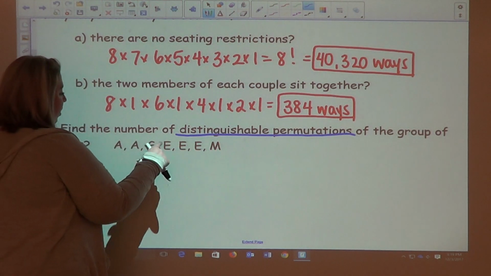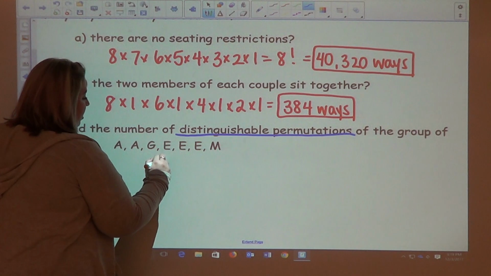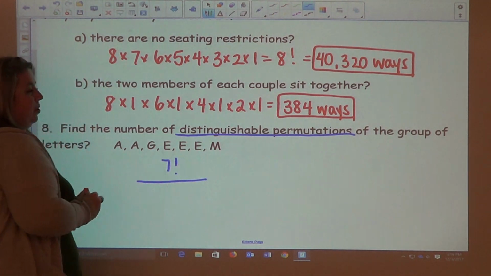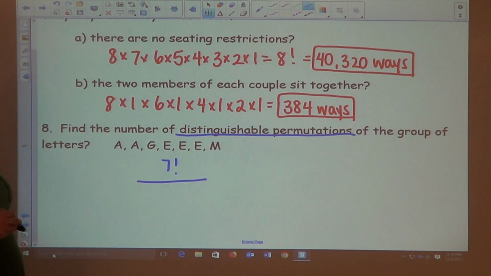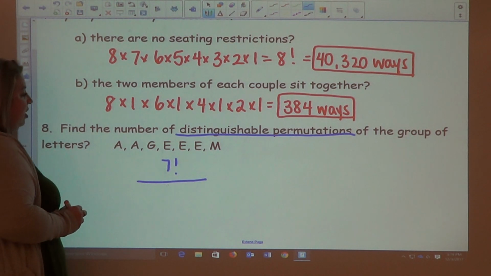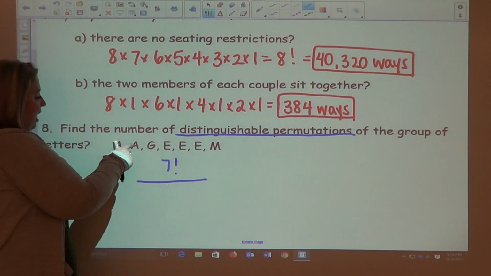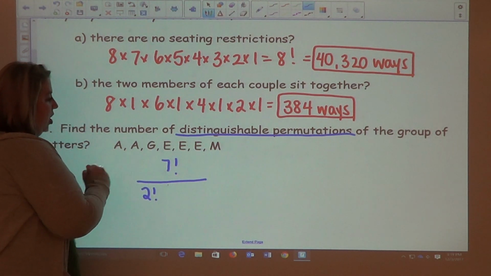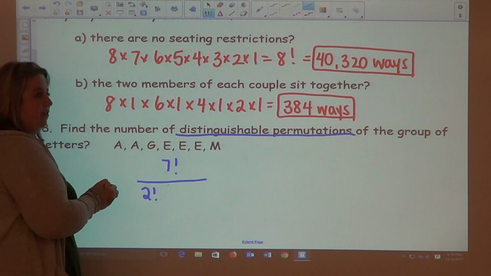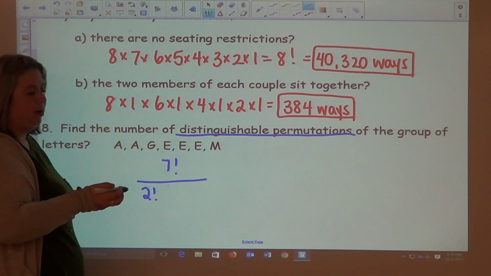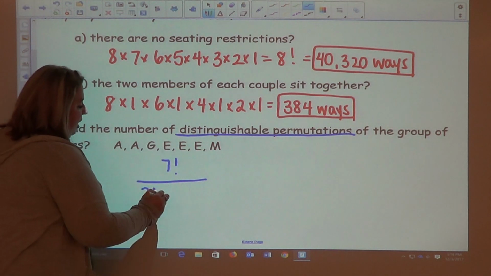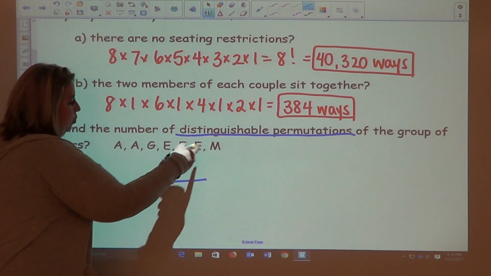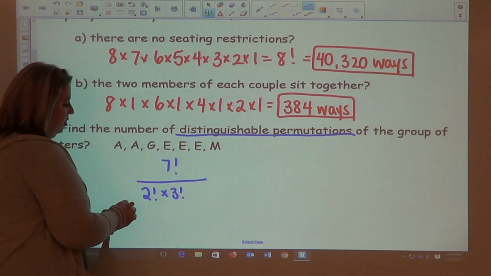So 1, 2, 3, 4, 5, 6, 7. That would be 7 factorial on top. Then on bottom, you do how many times they repeat. I have 2 A's, so this would be 2 factorial. I have 1 G, so that's 1 factorial, and 1 factorial is 1, so you don't have to worry about that. Then I have 3 E's, so this would be times 3 factorial. And then 1 M, so 1 factorial is 1.